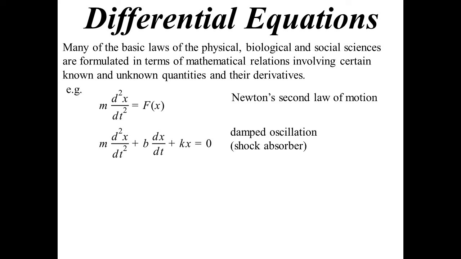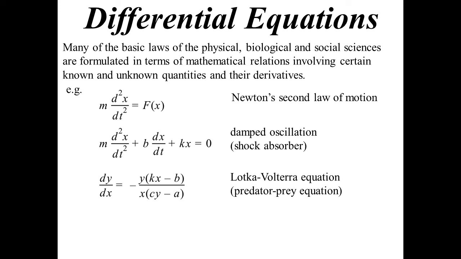That's the formula that controls the oscillation of something like a shock absorber. So m times the second derivative plus b times the first derivative plus some constant times x equals 0. That one there has a real fancy name, the Lotka-Volterra equation, also known as the predator-prey equation. It's about how populations change, a lot more sophisticated growth and decay equation. All these sorts of things are simply called differential equations, equations that involve derivatives.